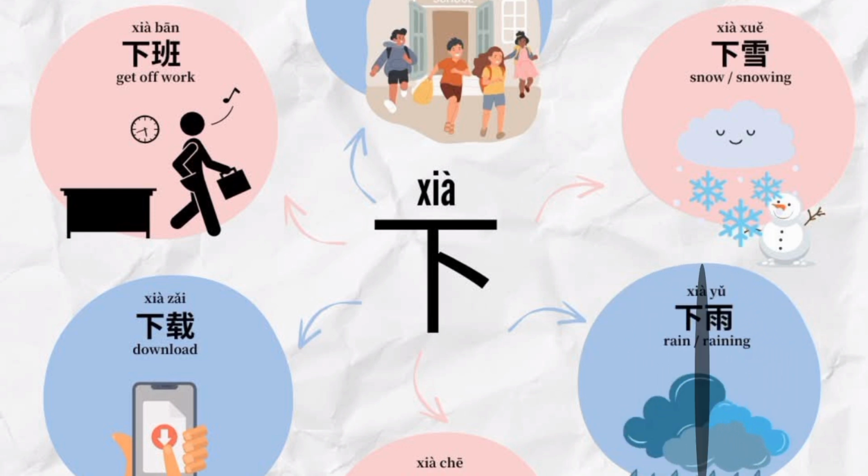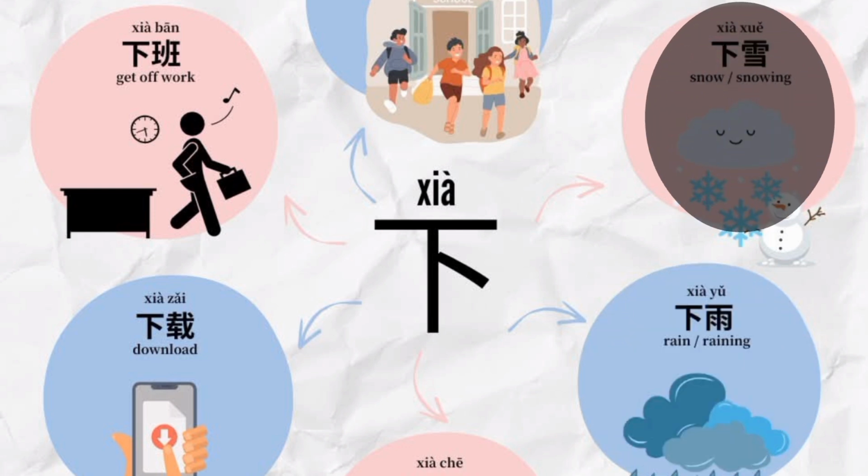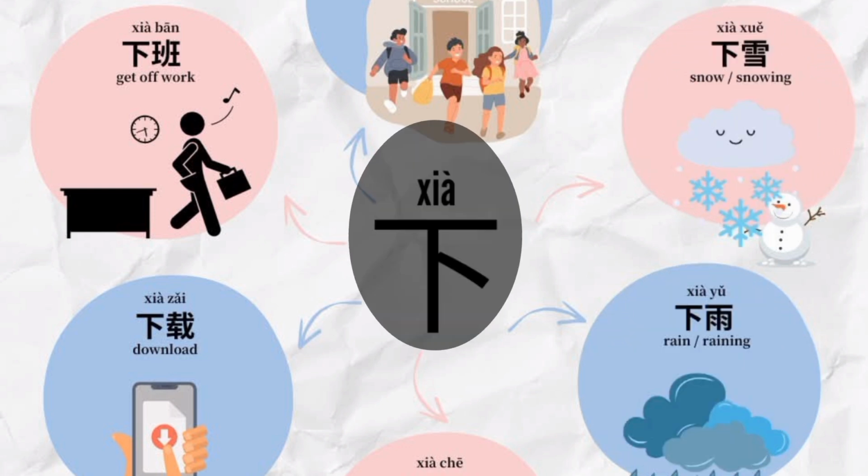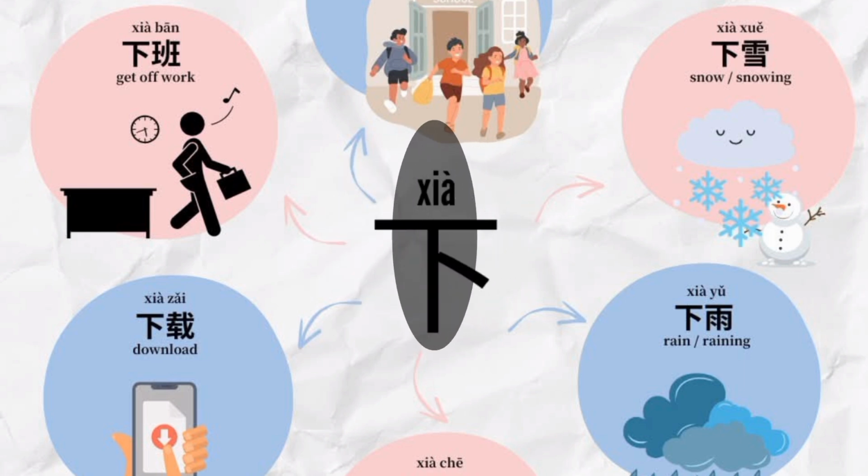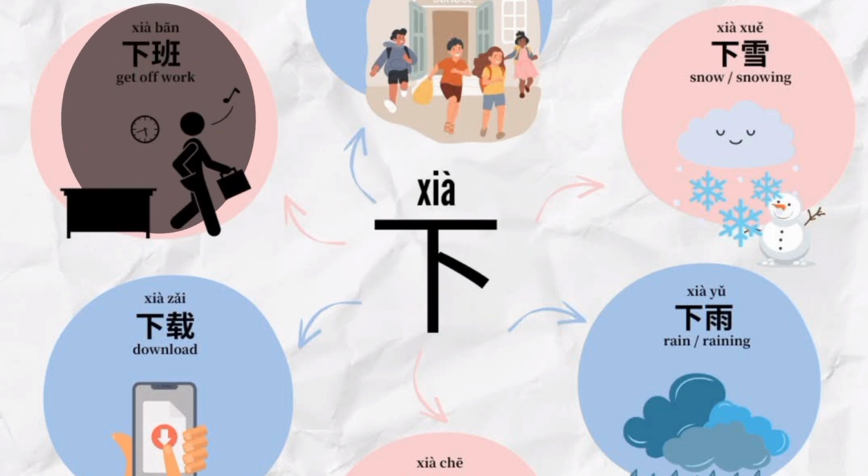Today, we're diving into one very useful character, 下. This character appears in many common daily expressions. Let's break them down one by one.